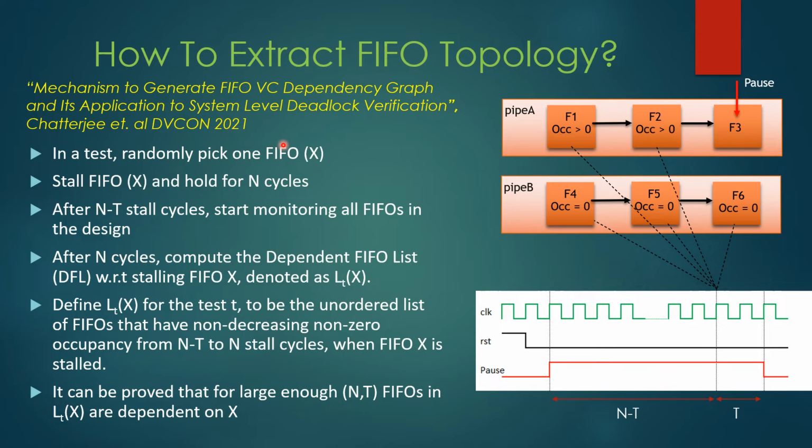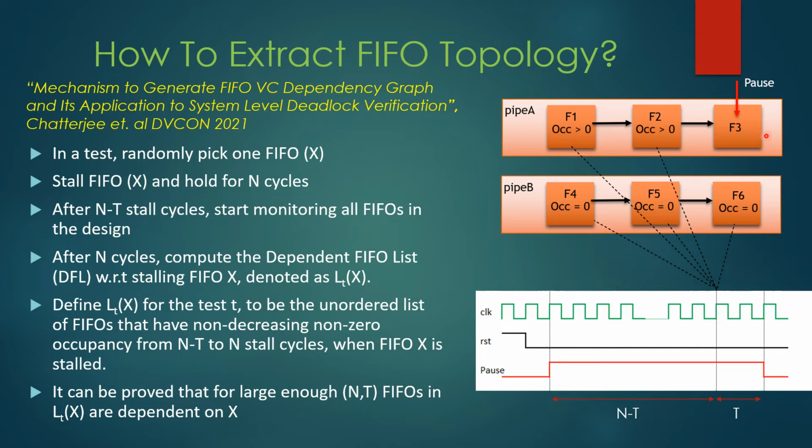So how do we really do this? And to answer that, I would refer our audience to the DeFiCon 2021 paper. But in this presentation, I'm going to give a very brief overview of how it is done. So at a high level, the idea would be to pause one FIFO at a time, let the traffic drain for a long time, and see which FIFOs or VCs get stalled behind it. And then we repeat this process by stalling different FIFOs in different tests and extract the information and combine them in a FIFO VC topology graph.